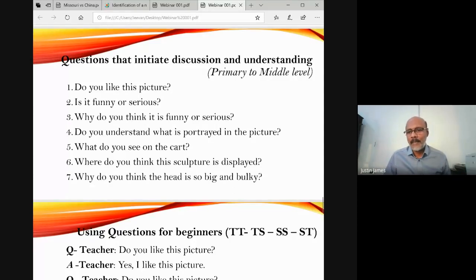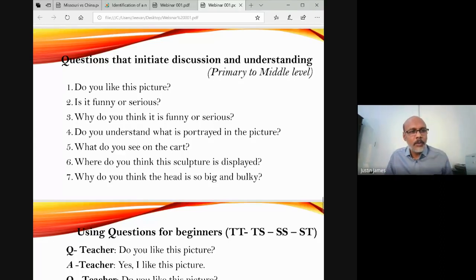So our purpose is to generate more communication from the students. There will be a few students who can guess what it is, think out of the box and give an answer. What do you see on the cart? Why do you think this culture is displayed?